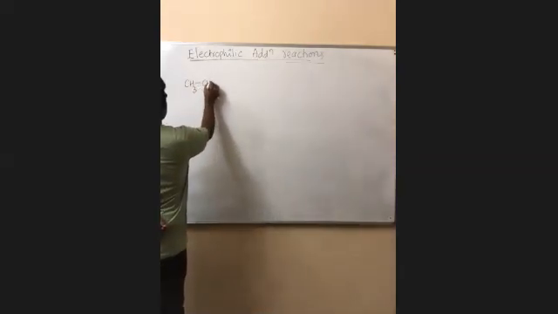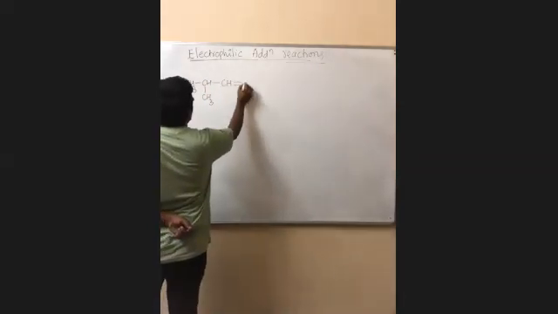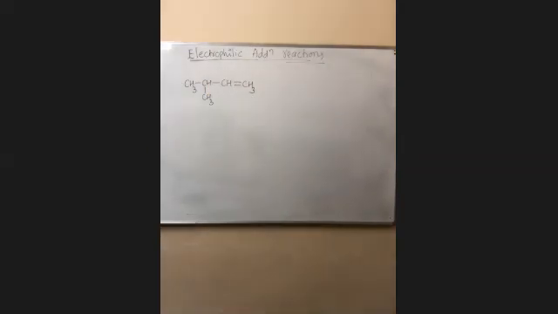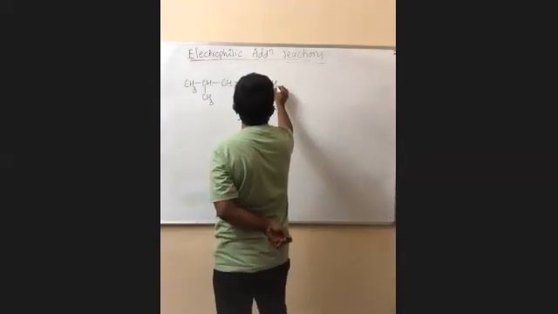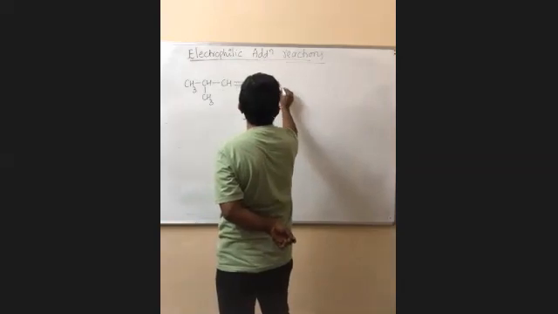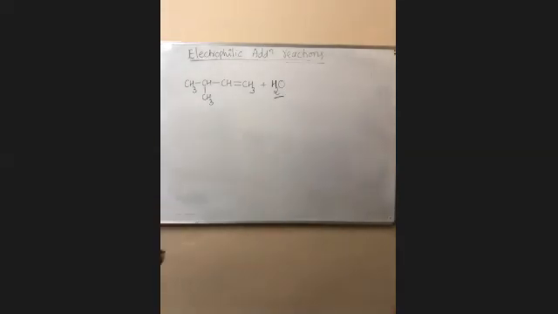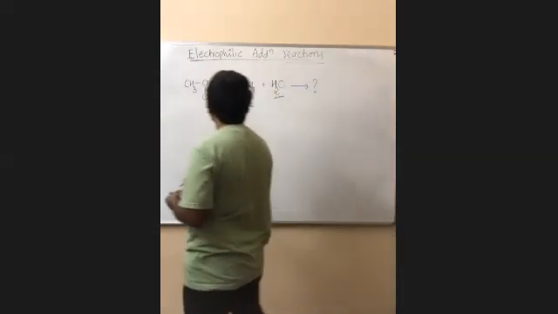CH3, CH, CH3, CH, double bond, CH3. What is the name of this compound? 3-methyl but-1-ene. Is it clear? When you are adding H2O, first H plus is added, followed by OH minus. So what is the product? They will ask, what is the product?